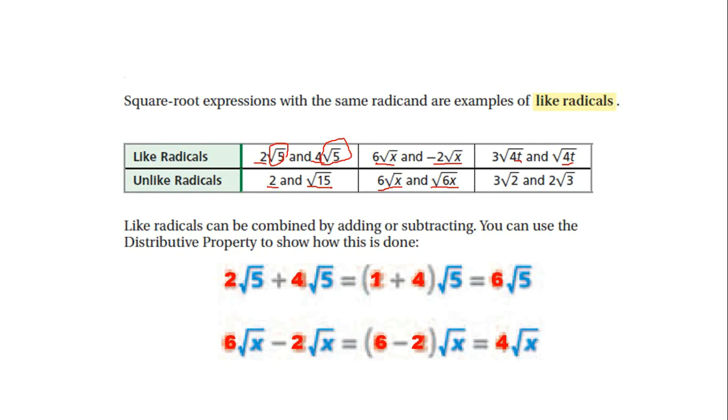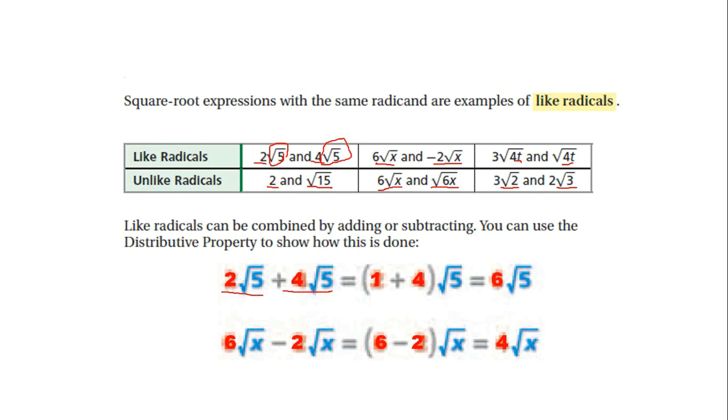The third example, 3 radical 2 and 2 radical 3. Yes, the numbers are the same, but the radicals, which are the main thing in this lesson, are not the same, so they are unlike radicals. Okay. How to add the radicals in general, we will learn today. Now, how to add 2 radical 5 and 4 radical 5.